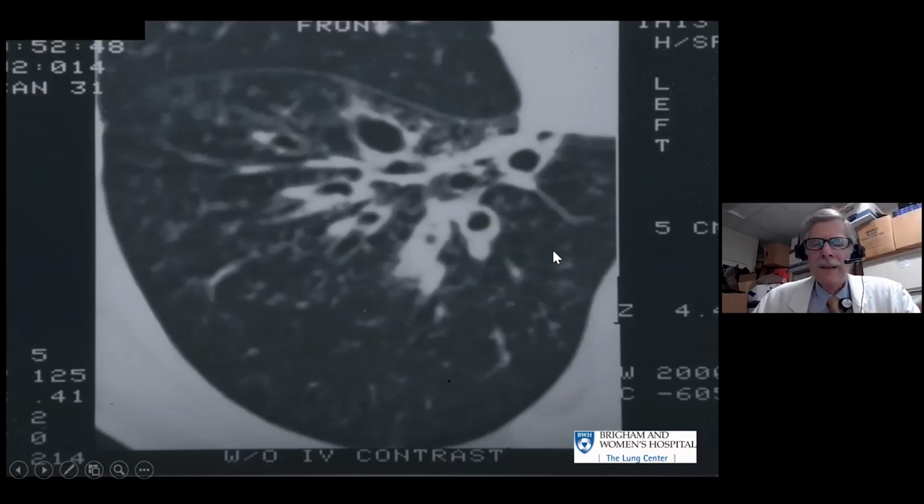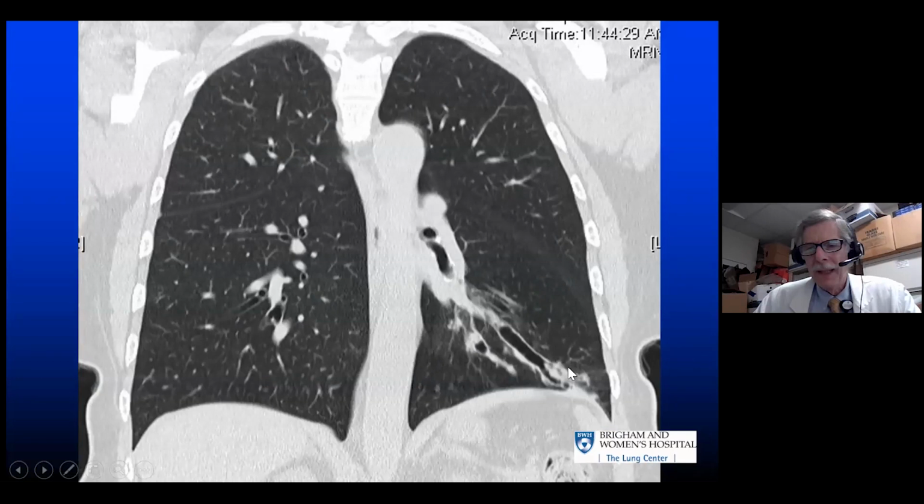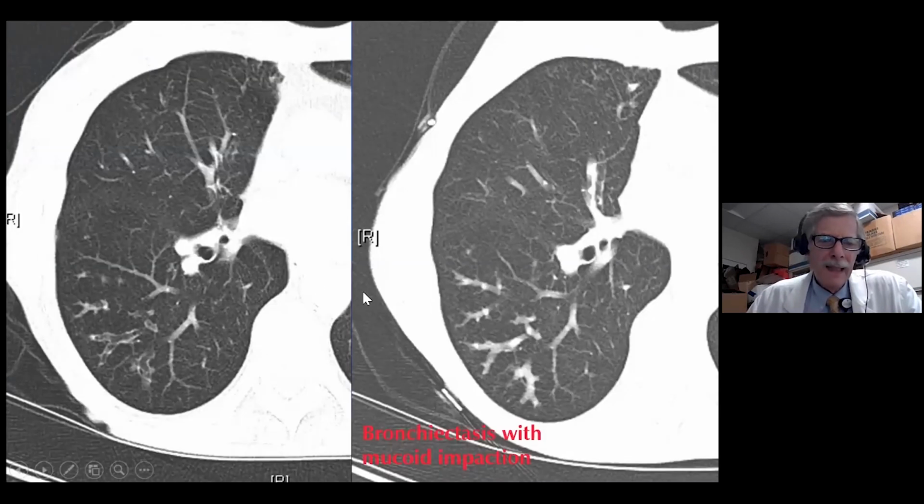This is one of my favorites, a dramatic left lower lobe bronchiectasis with big dilated airways branching way out to the lung periphery. That's easy to diagnose. And then this image I like because it shows what happens when these dilated airways filled with air become filled with mucus, so-called mucoid impaction.